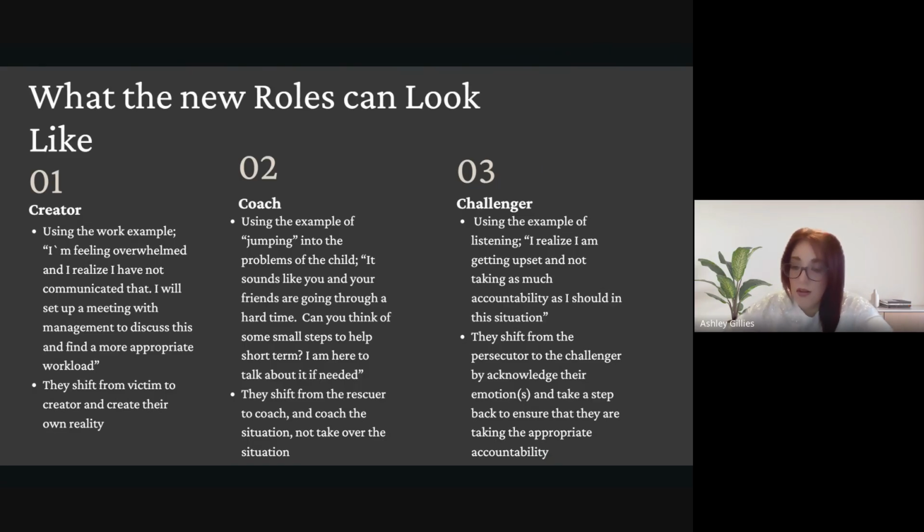Nobody cares that your boss is taking advantage of you. The world does not care. The only person that is affected in that moment is you. So you need to be like, what do I need at this moment? What do I need to solve this problem? Well, you need to set up a meeting and tell them how you feel. Okay. They shift from victim to creator and they create their own reality.